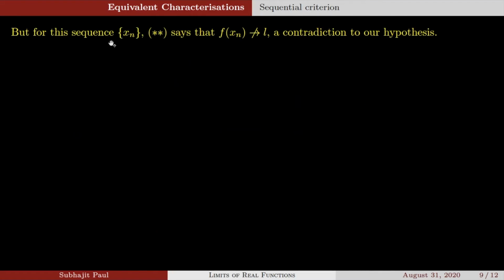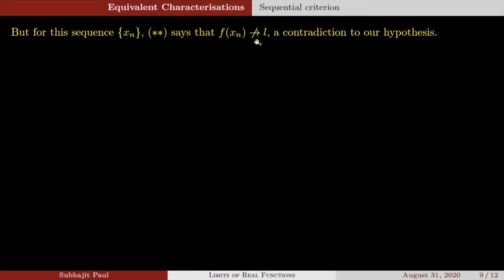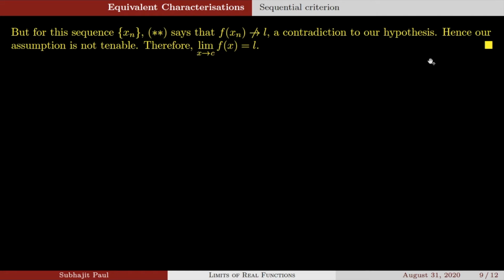But for the sequence xn, what does the double star say? This one. Double star says that |f(xn) minus L| is greater than or equal to epsilon naught, so it cannot converge to L, a contradiction to our hypothesis. Hence, our assumption was not tenable. We assumed the contrary. Therefore, the limit of f(x) as x tends to C is equal to L.